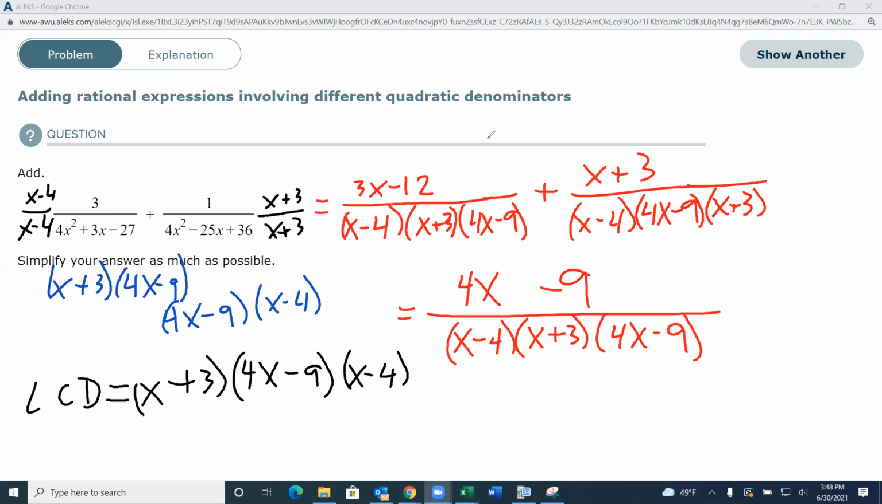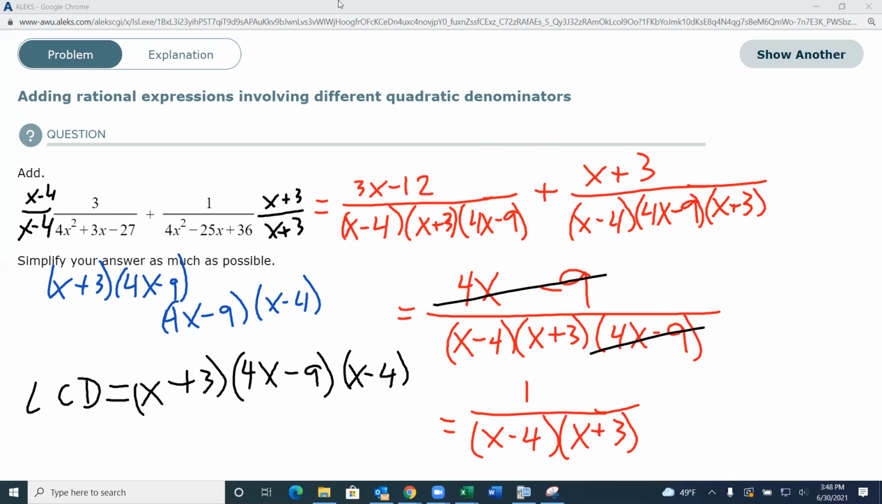And once again, a miracle happens. We have a common factor on the top and bottom, so I can cancel them. And so then I'm left with a 1 on top. And on the bottom, x minus 4 times x plus 3. Don't bother multiplying it back out. You don't need to. It's just more work. That's how we do it. And it's the exact same process we've been doing throughout this entire video.